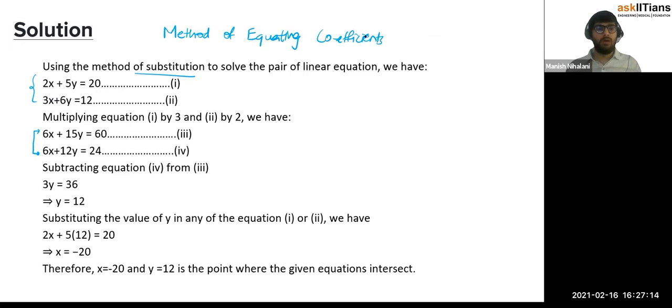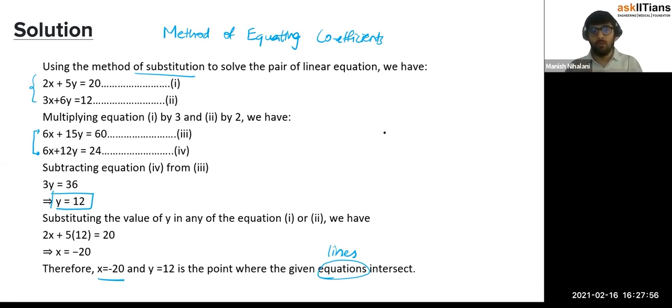Now when you subtract, you get 3y is equal to 36 and y is equal to 12. After you have got the value of y, you can substitute in either of equations 1, 2, 3 or 4, and you would get the value of x. So y is equal to 12 and x is equal to minus 20 is the solution of the given equations. In this case, the given lines intersect. This suggests your point of intersection.